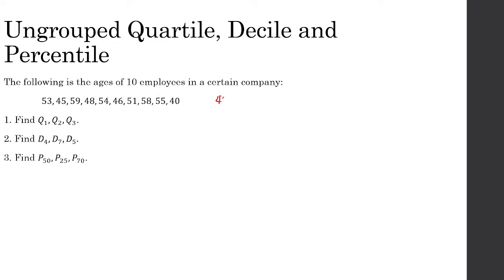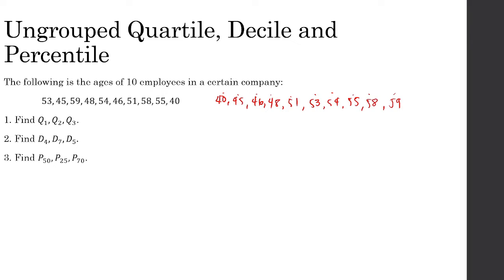So we will have there 40, then we will have there 45, then 46, then 48, then 51, tama ba? Then 53, then we have there 54, then 55, we have there 58, then 59. So let's check: 1, 2, 3, 4, 5, 6, 7, 8, 9, 10. So that is the first step.